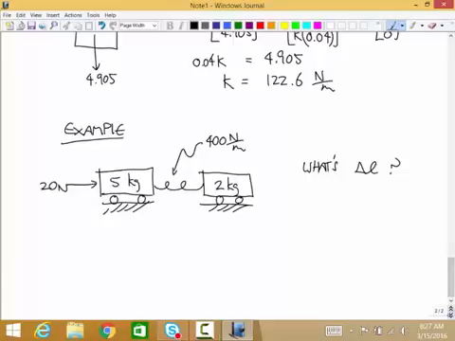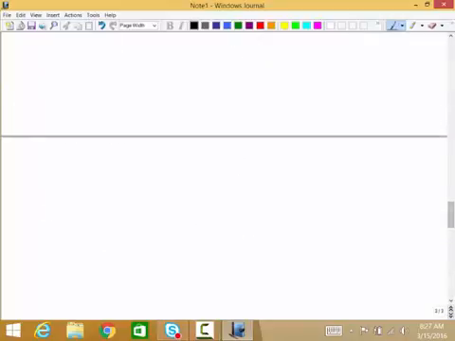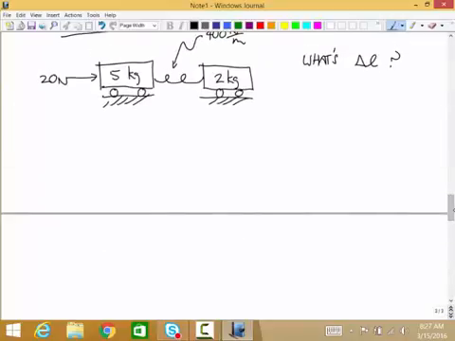Okay, so how are we going to do this? Well, really the approach is the same as if these were just touching each other. We're going to isolate the whole thing, calculate the acceleration, and then we're going to isolate a single one to use the spring force to calculate that change in length. So a free body diagram of the whole system.